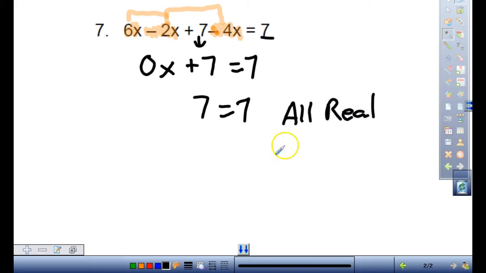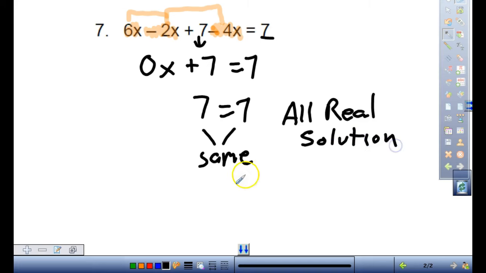All real numbers. So the key here is not that it's 7. The number doesn't matter. It's the fact that these are the same. If those are the same number, whether it's 7, -7, 0 equals 0, triangle equals triangle, doesn't matter. It's the fact that it's the same on both sides of the equal sign. That's how you know it's all real numbers. So the same is what makes it that, not the number.